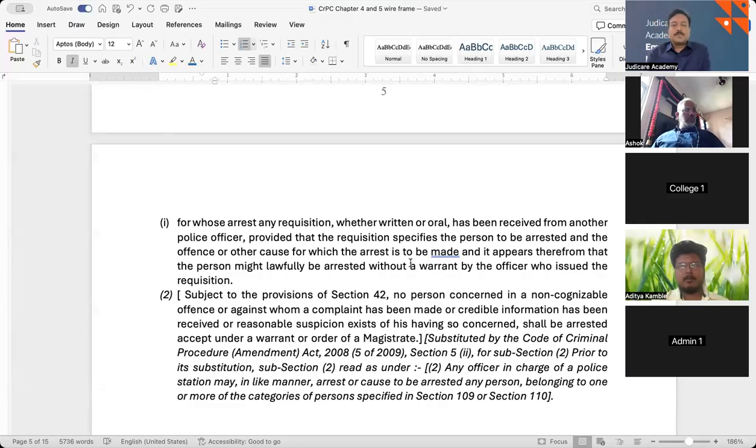Subject to the provision of section 42, as you will come to know further, no person concerned in a non-cognizable offense, or against whom a complaint has been made or credible information has been received, can be arrested. So the person against whom a non-cognizable offense has happened cannot be arrested until and unless a magistrate approves that. Without an order from the magistrate, you cannot arrest such a person.